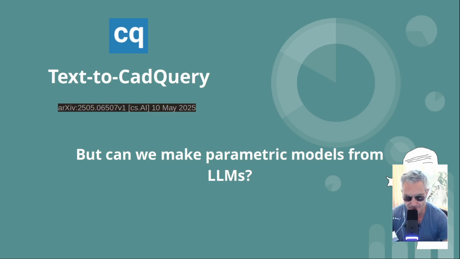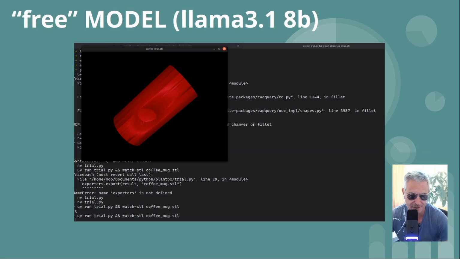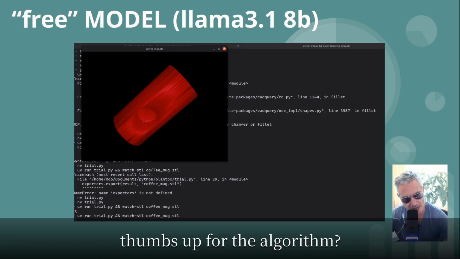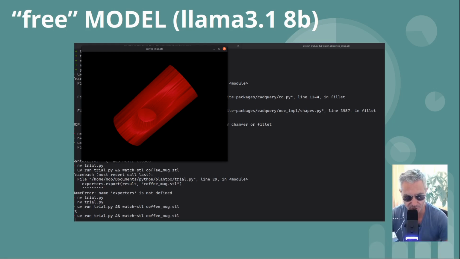Right, so here's my findings. This is the bits that will either surprise or not surprise you. So I asked Llama 3.1, 8 billion parameters, to create me a CAD query, or the Python file to call CAD query, to build me a model of a mug.